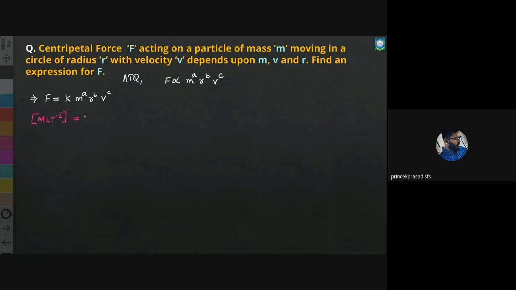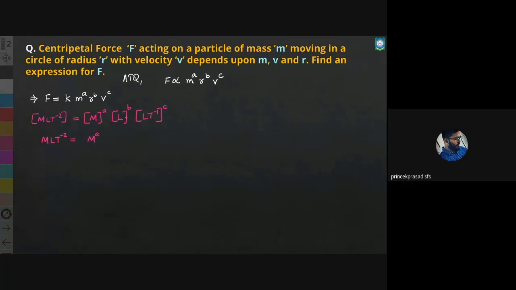What is the dimension of mass? You already know, capital M raised to a. What is the dimension of radius? L, because radius is nothing but a length, and it is raised to b. Now velocity: L T raised to minus 1, and all raised to c. Now remove the bracket. So M L T raised to minus 2 will be equal to M raised to a.